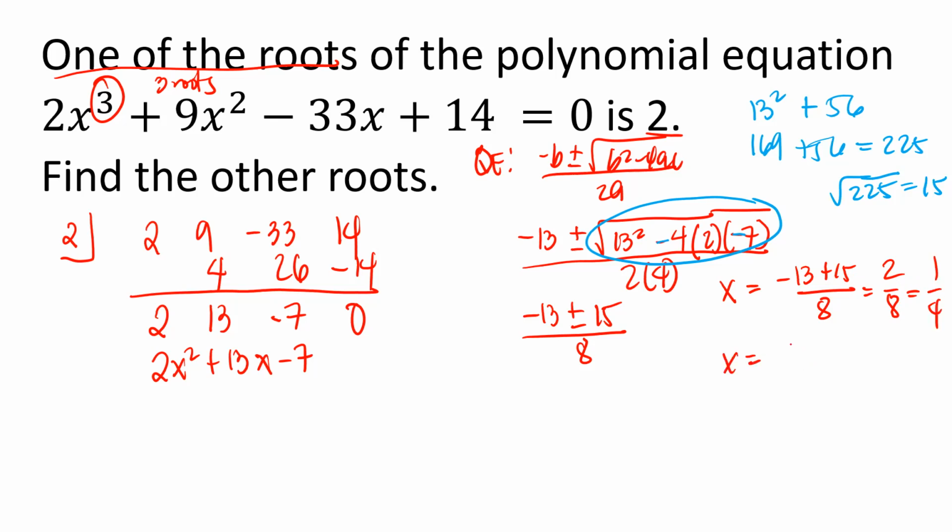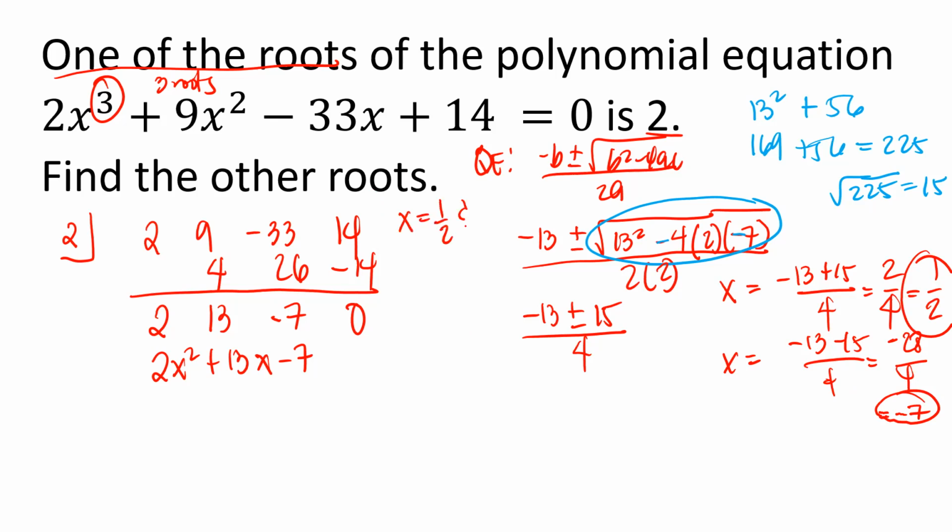X is equal to negative 13 minus 15 over 8. Okay. Sorry. Kaya pala mali. 2 lang dapat pala ito. 2 times 2 is 4. So 1 half, no? Okay. Negative 13 minus 15 is negative 28 divided by 4 is negative 7. So the other roots are 1 half and negative 7.